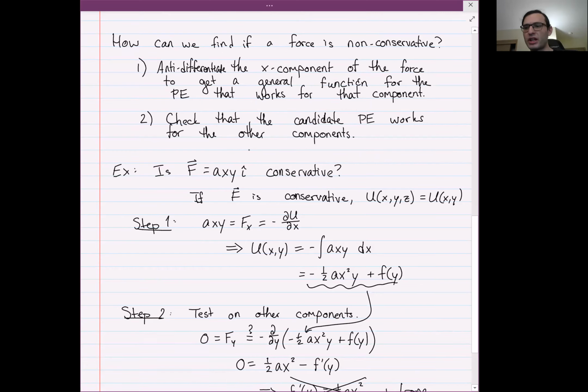Maximus, I answered that already. The reason we do that is because the force given tells us what the x component is of the force and what the y component is of the force. The x component is a times x times y. The y component is 0, because we can just look at the force and see what the components are by reading off the coefficients of the unit vectors.